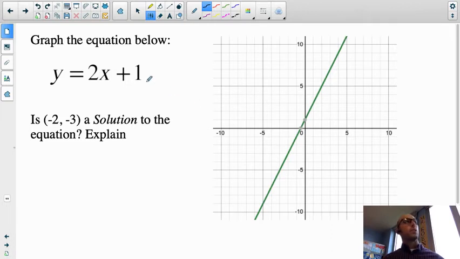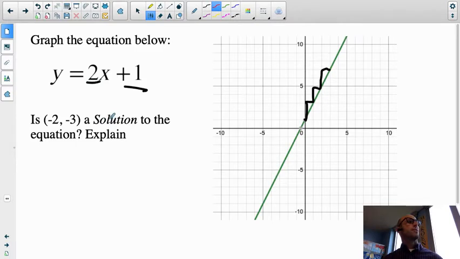So here is an equation that we have graphed here, and we've been doing this. Graph the equation below, y equals 2x plus 1. As we can see, this has a y-intercept of 1 from right here. And my slope here is 2, up 2 over 1, up 2 over 1, up 2 over 1, and that comes from right here. So piece of cake, we've been doing it.